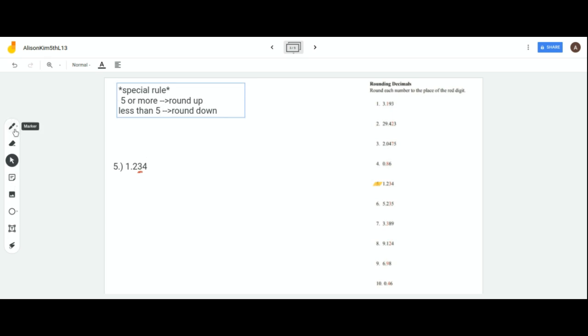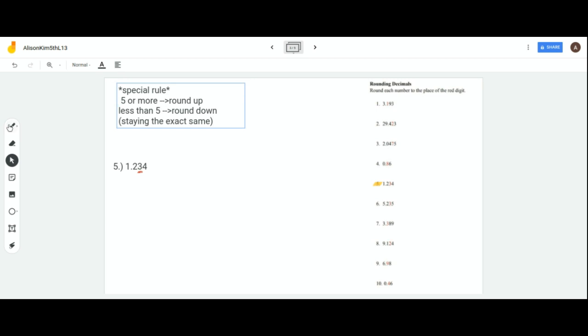Knowing the rules, we're going to go on to number 5, which gives us 9.234, and the red digit is 3. So we need to look at the digit next to it, in the thousands place, which is 4. Looking at the 4 and the special rules, 4 is less than 5, so you're going to round down. Round down is the same thing as just staying the exact same.